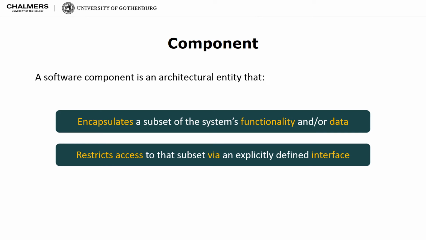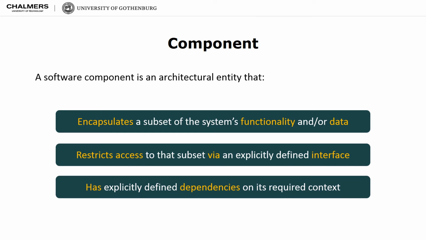A common example of a definition of component is the following. A software component can be defined as a unit of composition with contractually specified interfaces and explicit context dependencies only. That is, a software component can be deployed independently and is subject to composition by third parties.